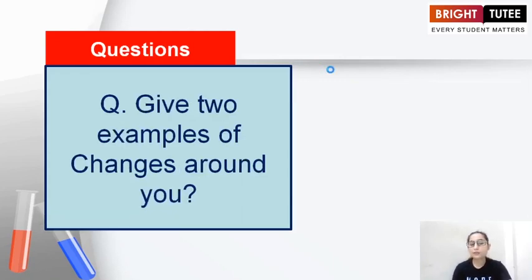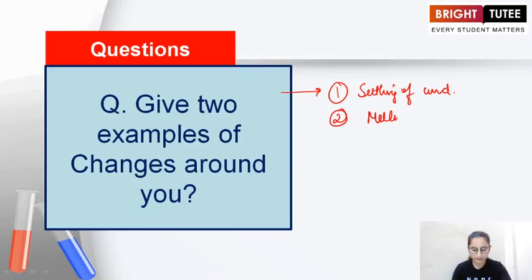Next, give 2 examples of changes around you. You can give any 2 examples. First one can be setting of curd. You haven't been asked physical or chemical changes. You can say anything, right? Second can be melting of wax. Third can be boiling of water. Depends on how many examples you've been asked. You can list any changes.